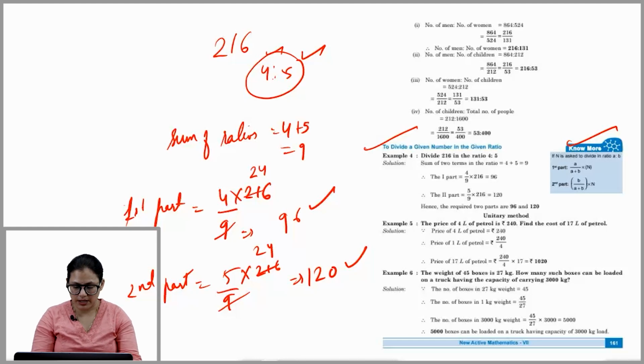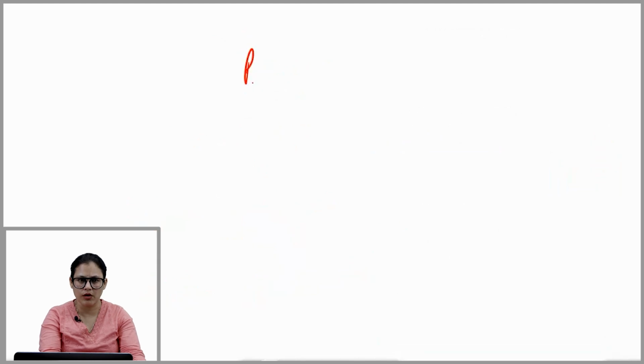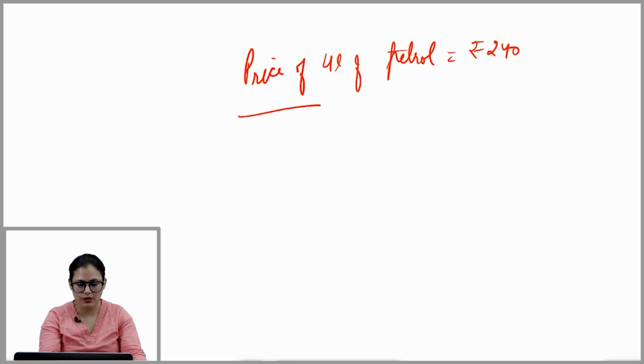Okay, unitary method. Example 5. The price of 4 liter of petrol is rupees 240. Find the cost of 17 liter of petrol. The cost of 4 liter of petrol is given, and you have to find the cost of 17 liter of petrol. So first you will find the cost of 1 liter of petrol. So first you will write the price or cost of 4 liter of petrol is rupees 240. Price of 1 liter of petrol is rupees 240 divided by 4.